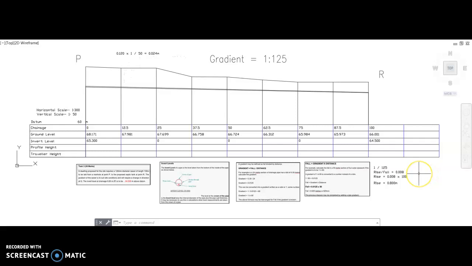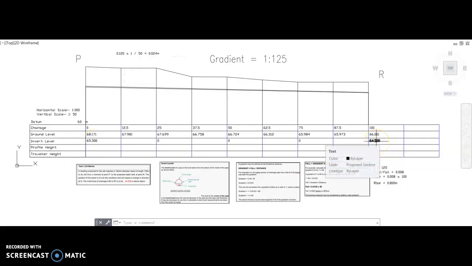Now that we have got our long section plotted on, the next thing we need to do is to move towards past 3E, which will be the final task of the piece of coursework. Now, as you can see, we've calculated our invert levels at P and R.